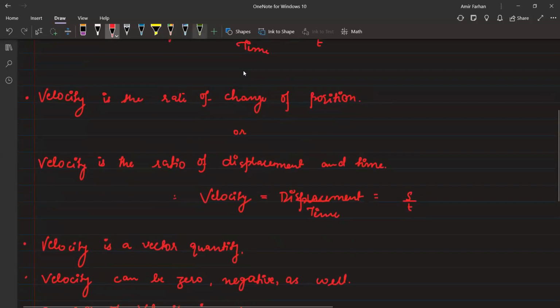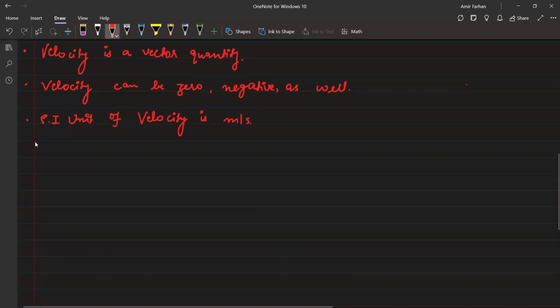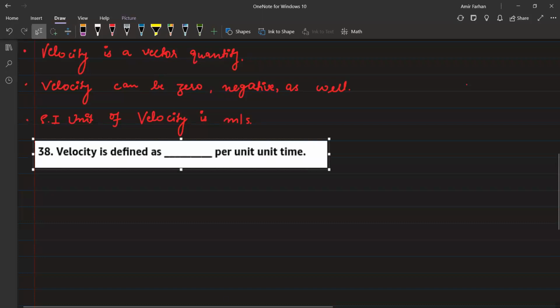Along with rate of change of position, write displacement also. So both the statements are valid from the school point of view. Okay? Yes or no, children? Okay, let's take some questions based on this. Do this one.